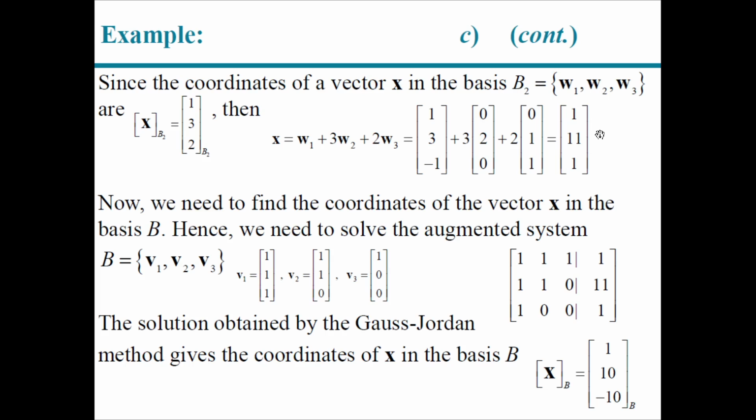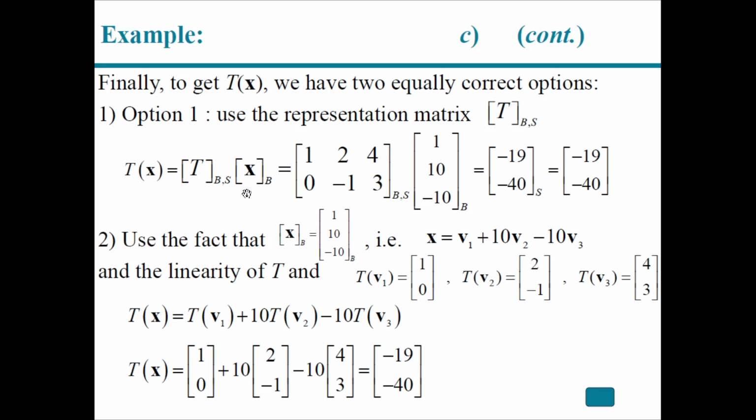So once we have x, now we need to find its coordinates in basis B. Once we get that, then we multiply the representation matrix and the coordinates of x in basis B, and we get the coordinates of the image in basis S, the standard basis, and we know that the vector is equal to its coordinates in the standard basis. So that's easy.